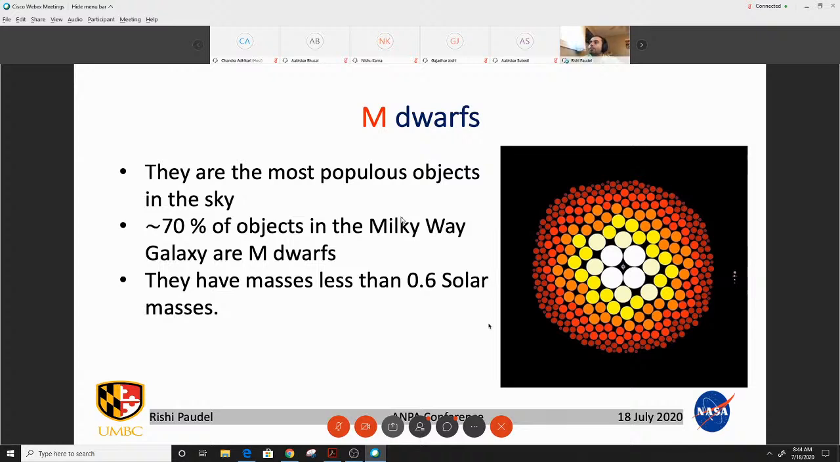The M dwarfs are the most populous objects in the sky. Almost 70% of the objects in the Milky Way galaxy are M dwarfs. So if we were able to throw a stone outside of the Earth and it landed on one of the stars in the Milky Way, 70% of the time the stone would land on an M dwarf, if it lands on a star. The M dwarfs have masses less than 0.6 solar masses and radii less than 0.6 solar radii.